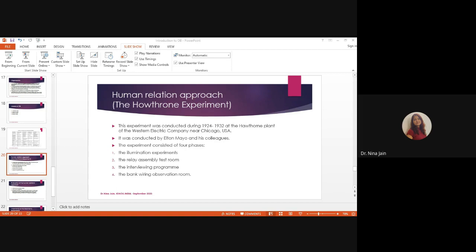What are the conditions of work? What they changed was hours of work, rest pauses, and also the provision of refreshments. The general environmental conditions of the test room were similar to those of the normal assembly line. The only thing changed was the conditions of work. During the experiment, the observer adopted a very friendly manner, consulting the workers, listening to their complaints, and keeping them informed of the experiment.